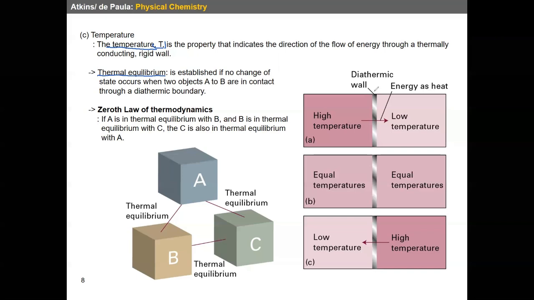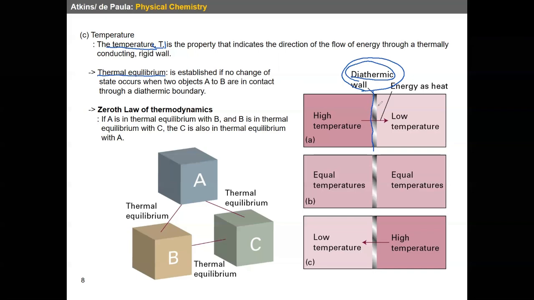If there is some kind of boundary, and if energy can flow through this wall, then we call that boundary a diathermic boundary. Diathermic boundary, or it depends on your pronunciation. So through this diathermic boundary, the energy can flow.